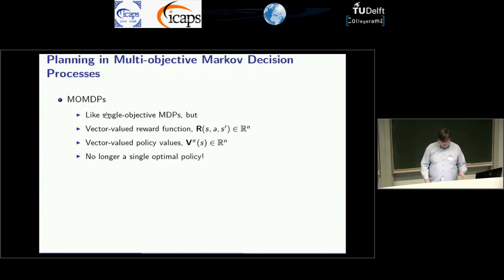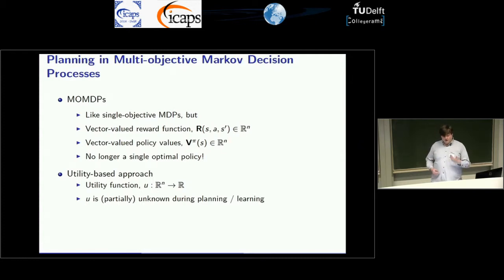So what do they look like? Well, they look like regular MDPs, just with a vector-valued reward function instead of a scalar one. So now we have n objectives. And this naturally also leads to vector-valued policy values. And so there is no longer a single optimal policy. Okay, then what do we do?